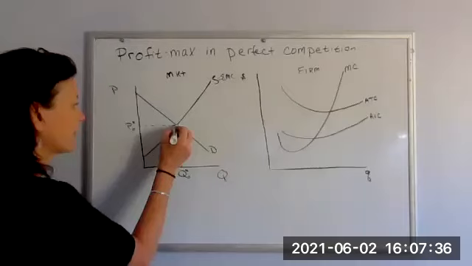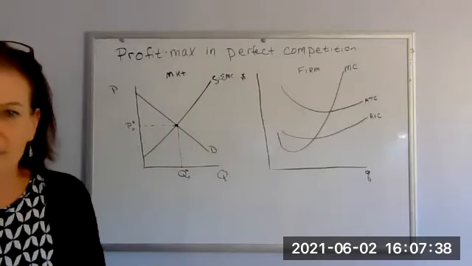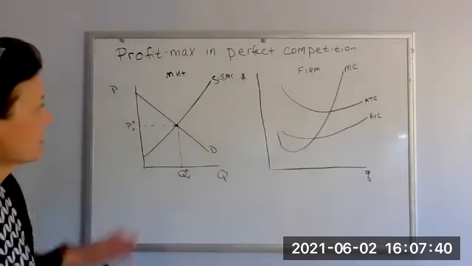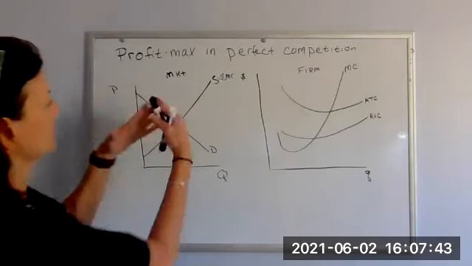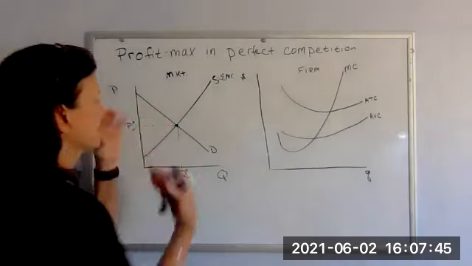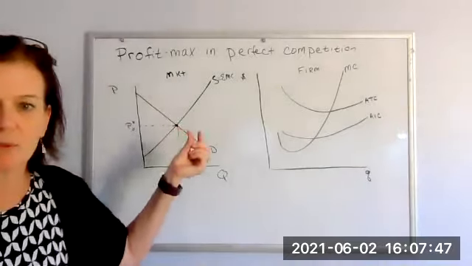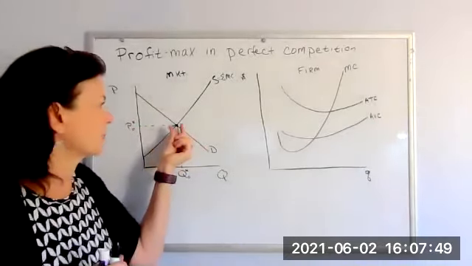So we have the market. The market determines the price. As we know, perfectly competitive firms are price takers. So the interaction of supply and demand in the market determines the market price. Any one demander or supplier is too small to have any impact on that price.